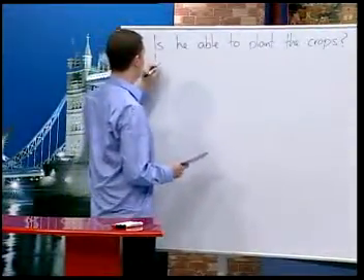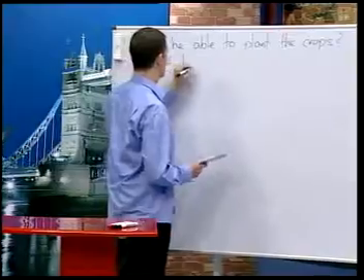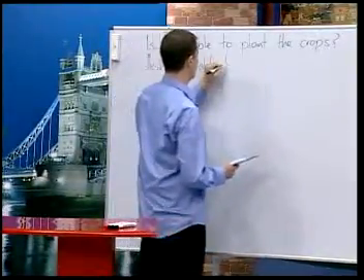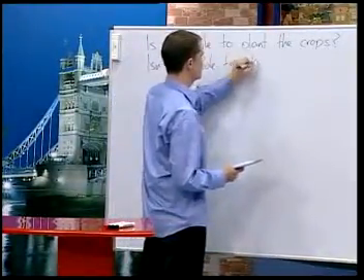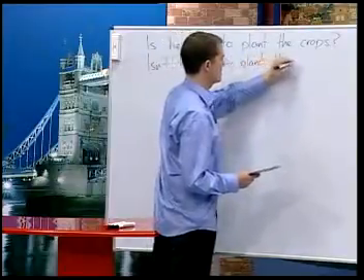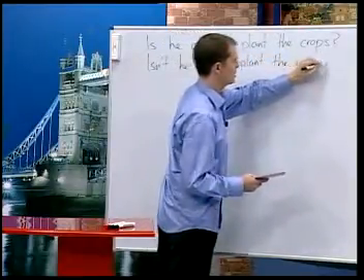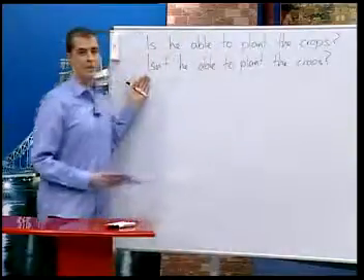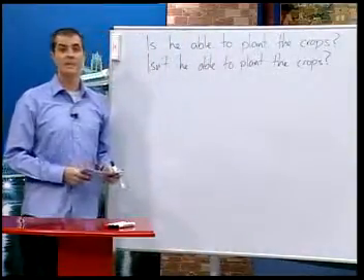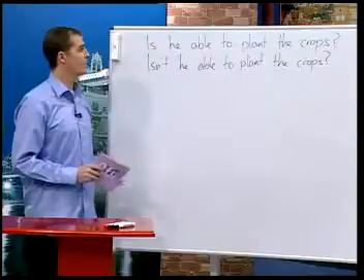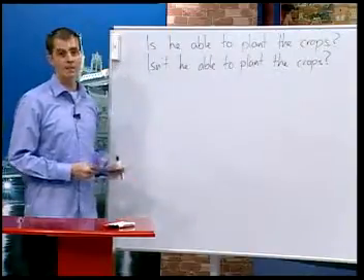Or the negative, isn't he able to plant the crops? Isn't he able to plant the crops? It's the same as can. Can he plant the crops? Can't he plant the crops?